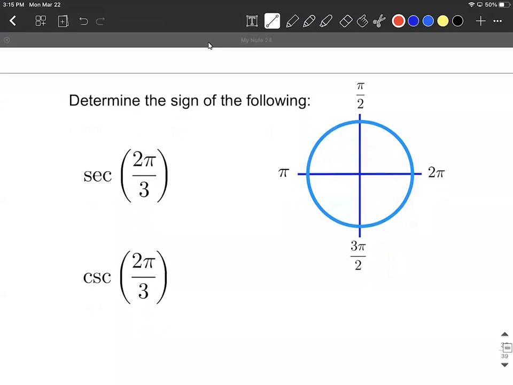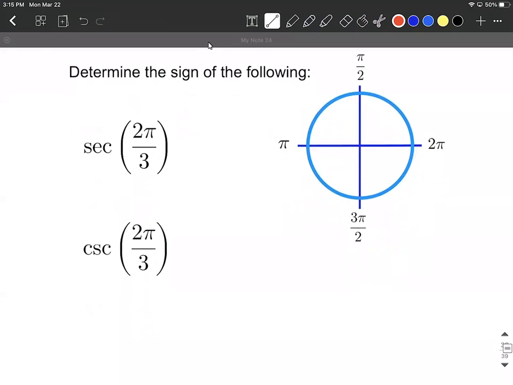All right, our goal on this is just to determine the sign of the following. So we want to figure out secant of 2 pi over 3 and cosecant of 2 pi over 3. What I like to do when I'm getting going on these is we have to locate the correct quadrant for 2 pi over 3.